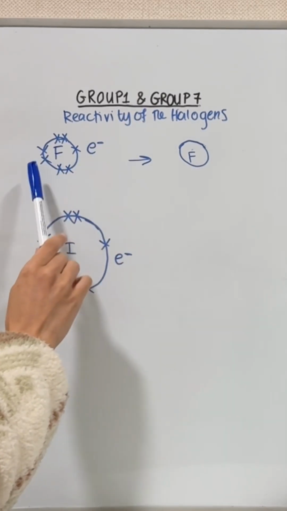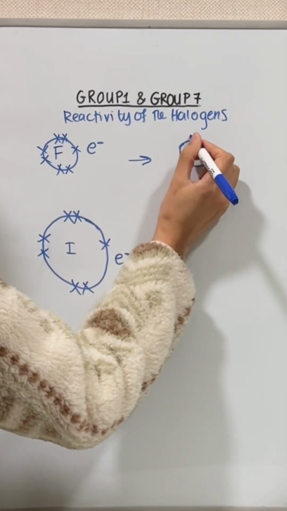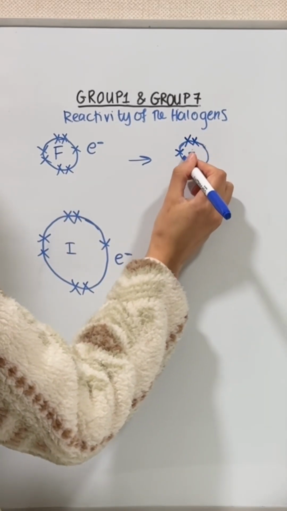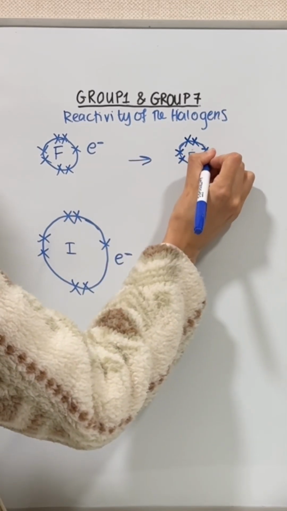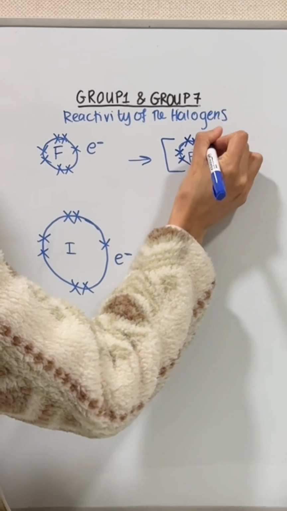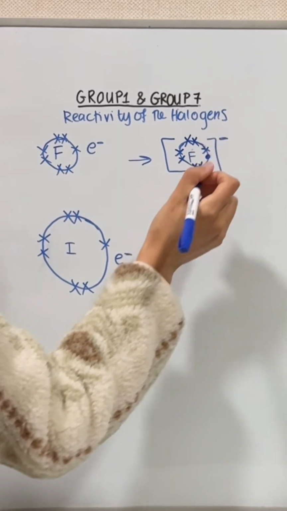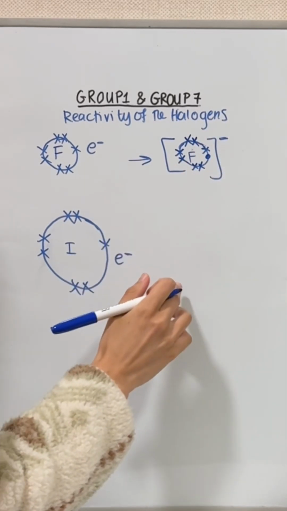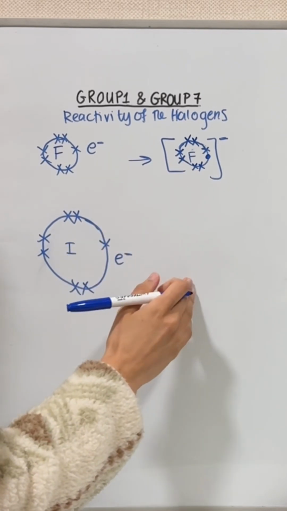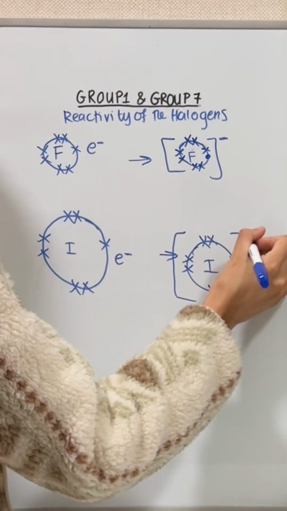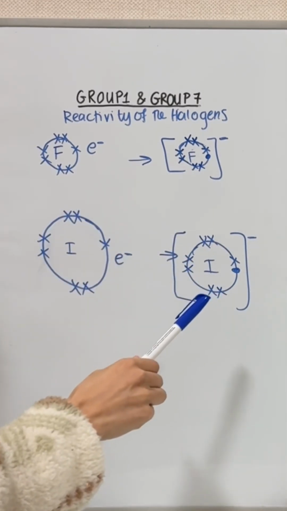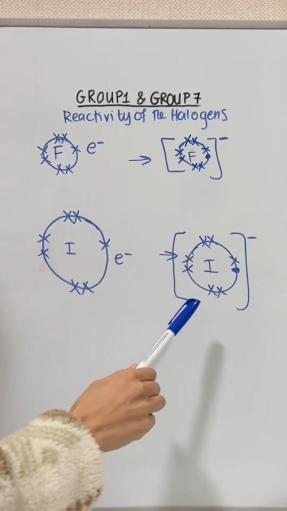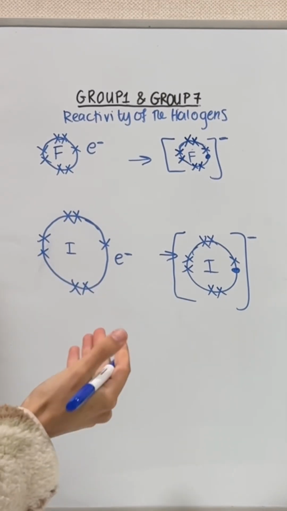So fluorine is trying to gain this electron to become the fluoride ion, like so. So we've gained that extra electron. I'm going to draw it as a dot. We end up with a -1 charge. So this is what your fluoride is going to do, or wanting to do, and same for your iodide as well. Okay, and the easier it is for your halogens to do this process, the more reactive it becomes.